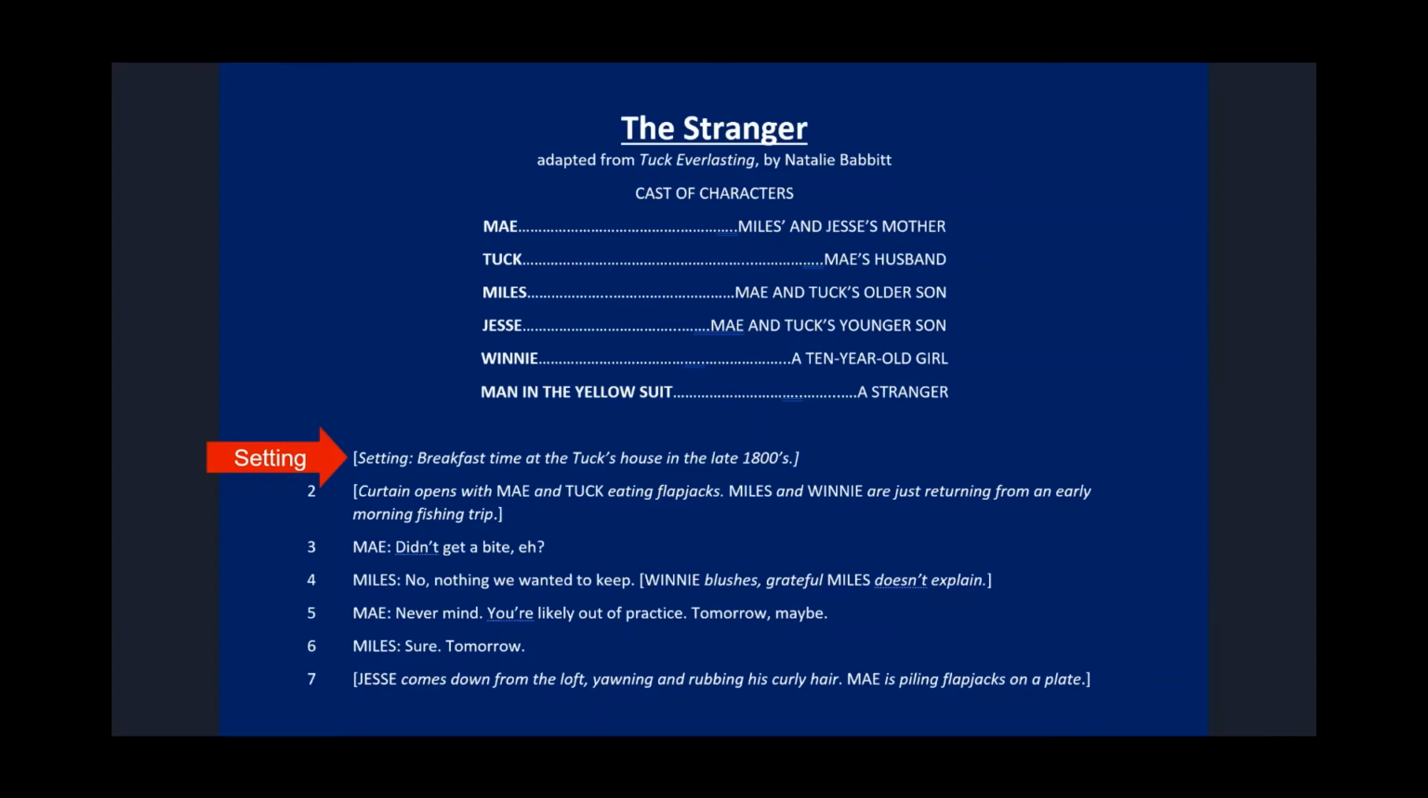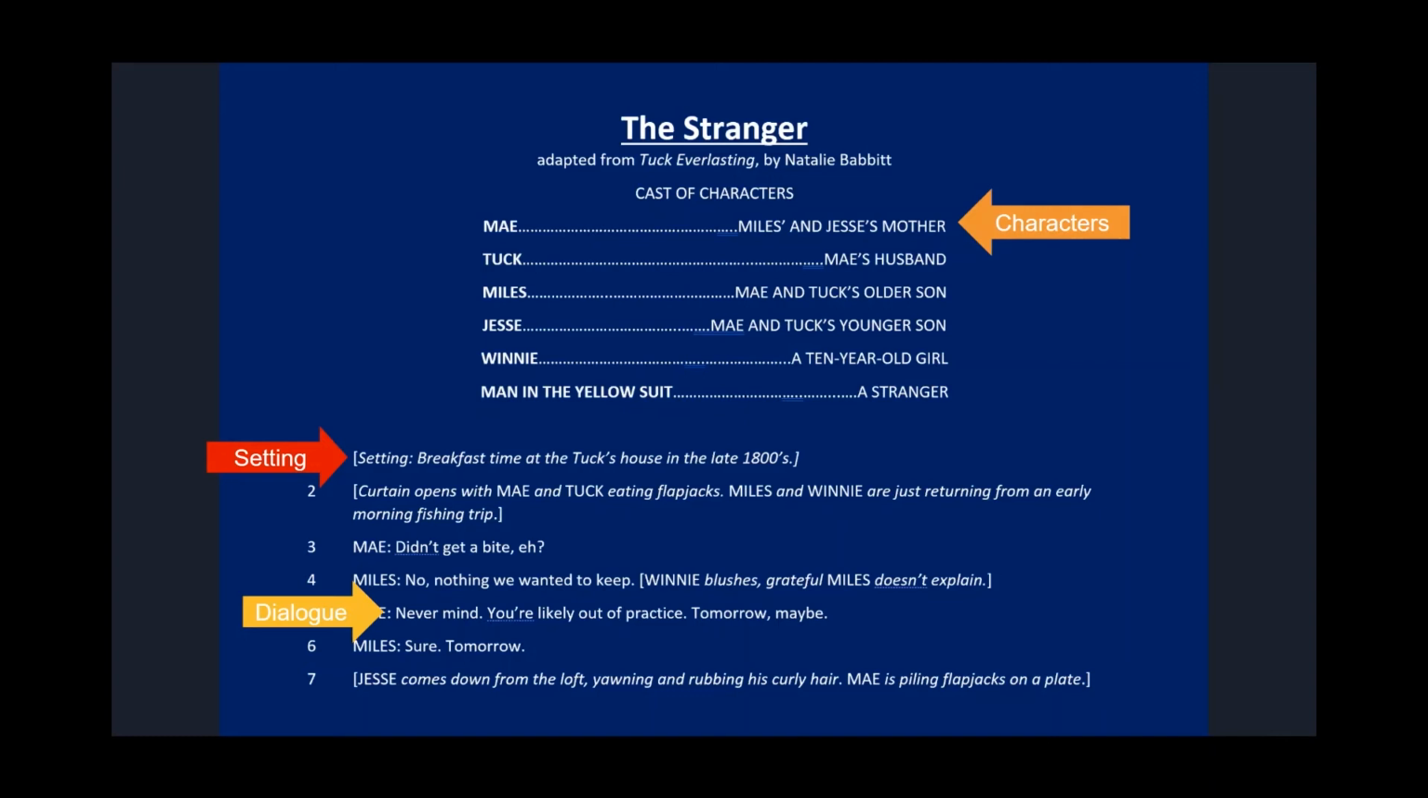All right. The second one, characters. Pretty obvious here. It says cast of characters right here, right? There are 6 in this short example. All right, next is dialogue. Remember, dialogue comes after a colon. And I see 5 examples on here. Just pointing at one right there. It says, "Never mind, you're likely out of practice. Tomorrow, maybe." Right? That's dialogue. It's what a character is supposed to say.